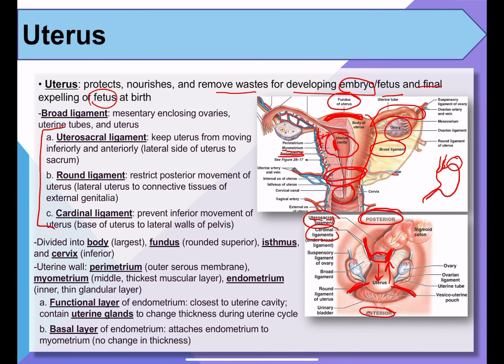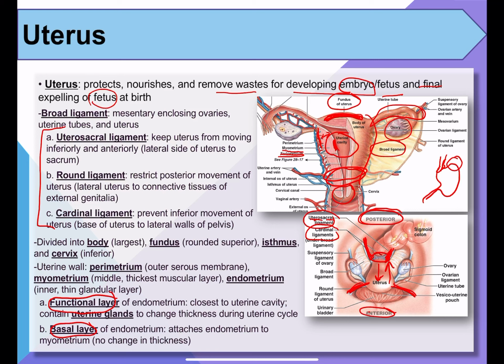Now, that inner layer is actually divided into two layers. One is called the functional layer, one is called the basal layer. The basal layer is what attaches the endometrium to the myometrium. The functional layer is what changes in thickness throughout the menstrual cycle. I'll talk about the details of why our endometrium needs to thicken and then decrease back to a thin layer in a bit when we get to the menstrual cycle.